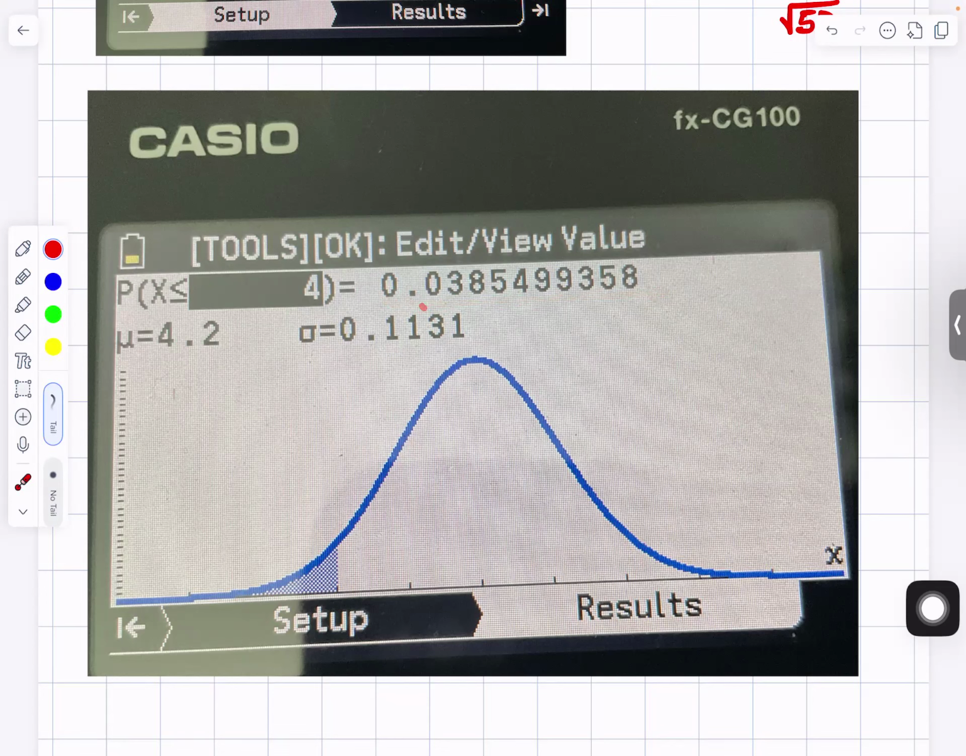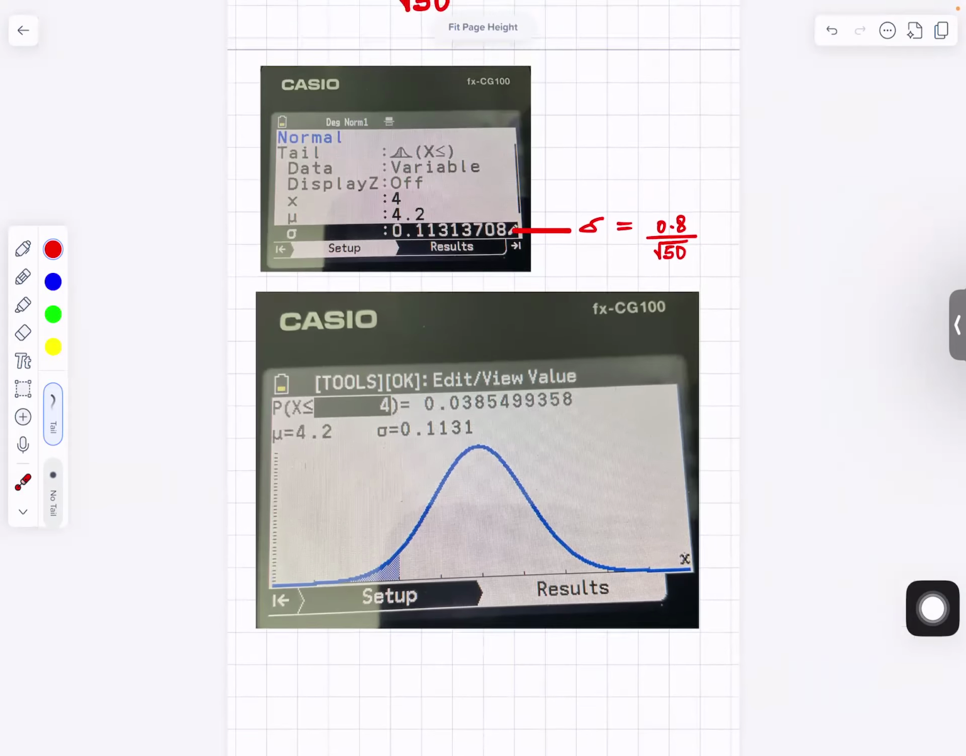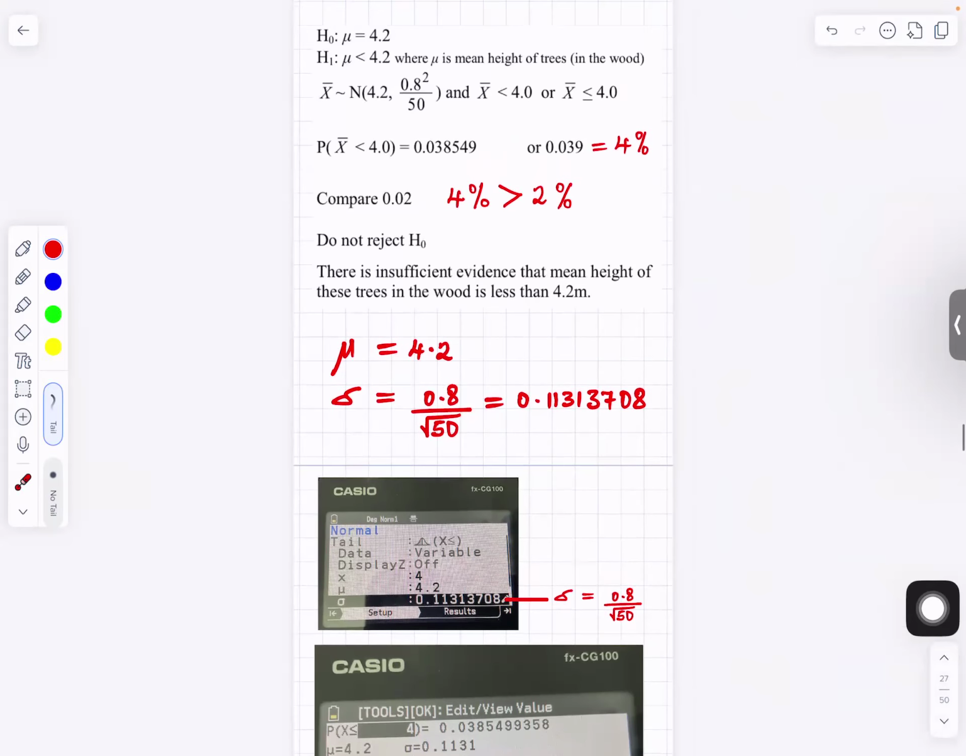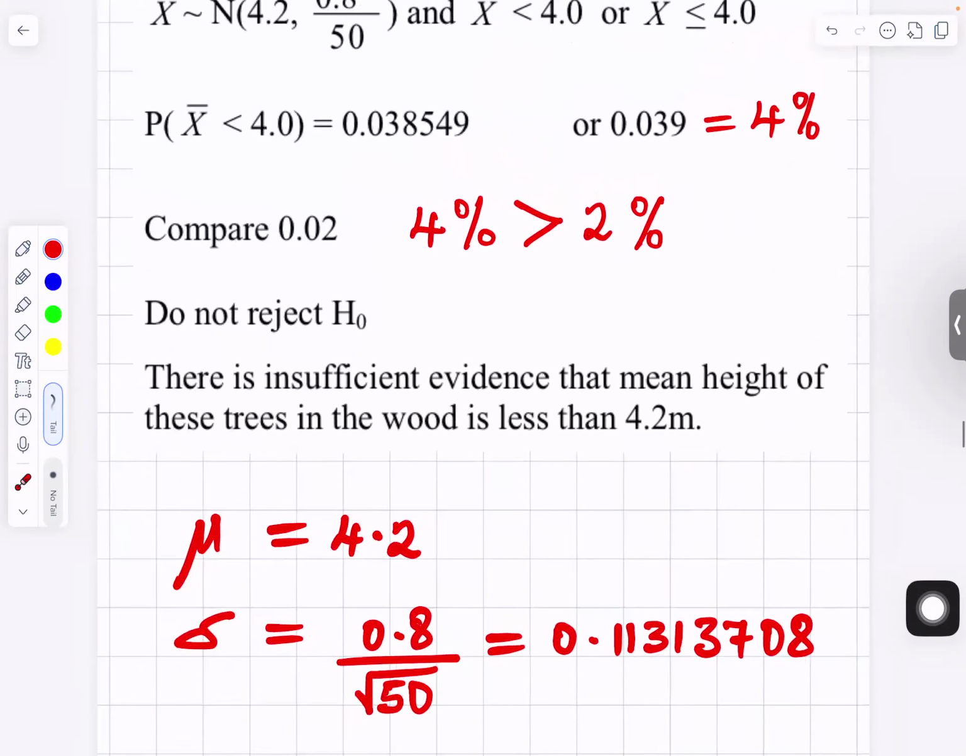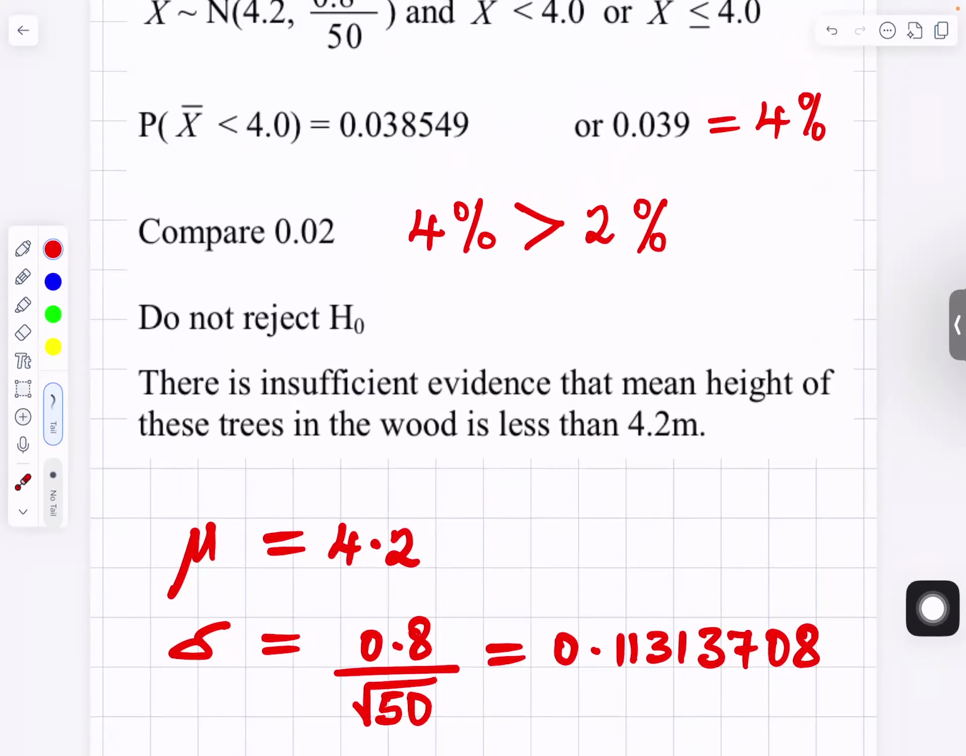You see the calculator shows you the probability of less than or equal to 4. It shows your mean there is 4.2. It shows your standard deviation is the one we calculated. And it shows you the graph. If you like, you can sketch it on your exam paper. You mark that point there, and they give you the graph. Everything is neatly given to you like that in that calculator. And then you write it down, 0.038549.